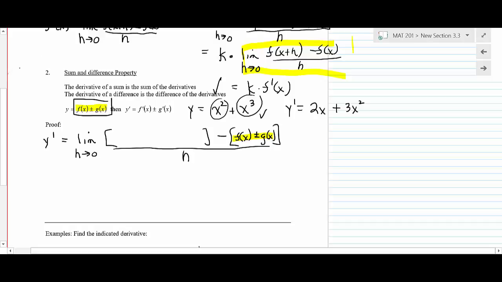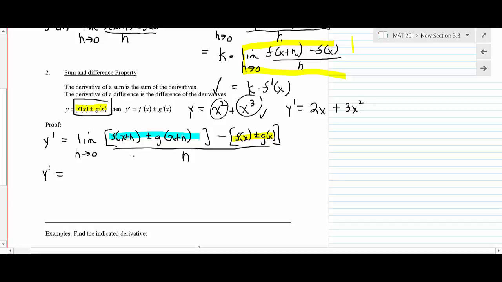Okay, what do you suspect goes in this parenthesis? F of x plus h plus or minus g of x plus h, right? Okay, it's the only difference, okay? So we'll put in here f of x plus h plus or minus g of x plus h like that. Now we're going to rearrange this, and again, this has to do with limit laws. The limit laws are very important because they develop theories for us, okay, and properties and stuff.